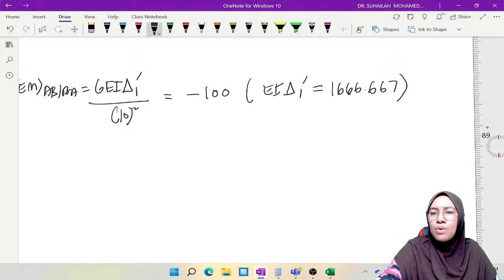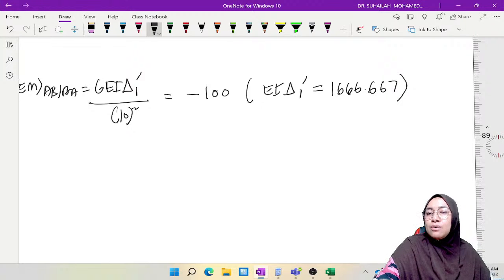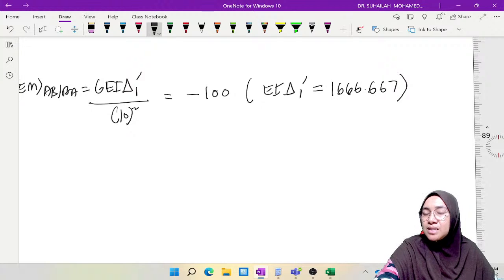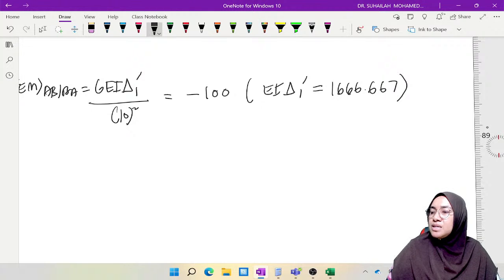EI delta 1 prime is 1666.667. It is negative 100 based on the assumption that it is negative. It is negative times the length. The distance from A to B is 10 meter, 10 squared, divided by 6. 100 times 100 divided by 6 is 1666.67. So this is the value.